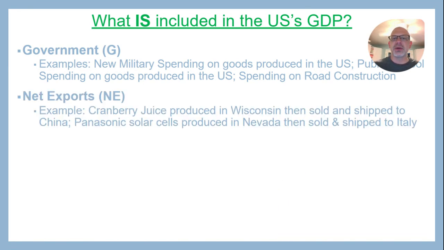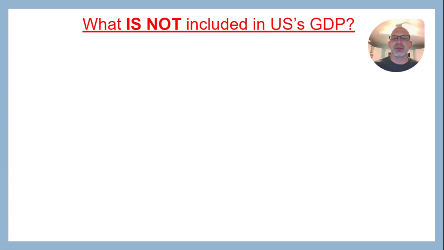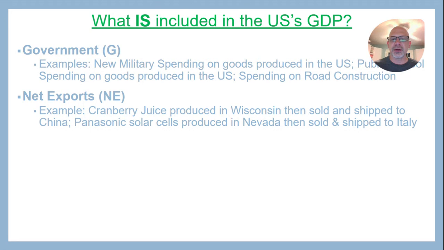And then finally, net exports. I showed you the example of cranberry juice, but you also have Panasonic solar cells that are produced in Nevada and then sold and shipped to Italy, which actually does occur. That's another example of net exports. Now, Panasonic and some electronic companies aren't based in the U.S., but again, like I said, they have production facilities in the U.S. and then sell those goods they produce overseas. That's counted in the U.S. So just a few more examples there for you.